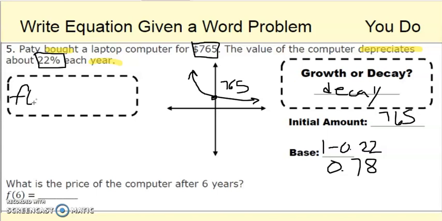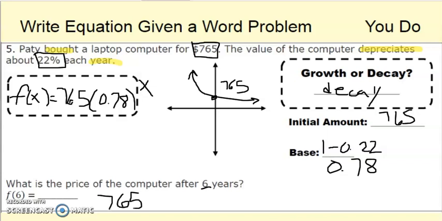So for a function, we have f(x) equals 765 times (0.78) to the x power. What's the price after 6 years? Plug it into the calculator to evaluate. 765(0.78)^(6), press right, and then enter. To get the price is approximately $172.28 after 6 years.